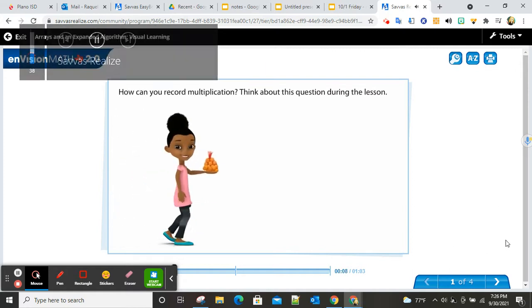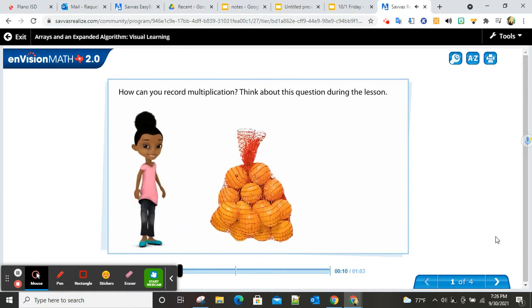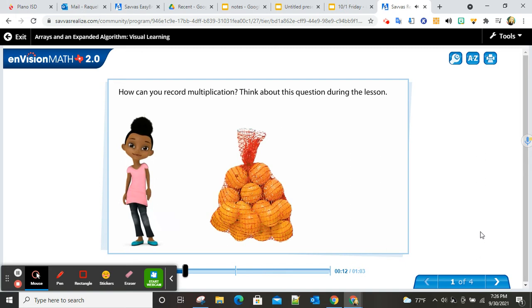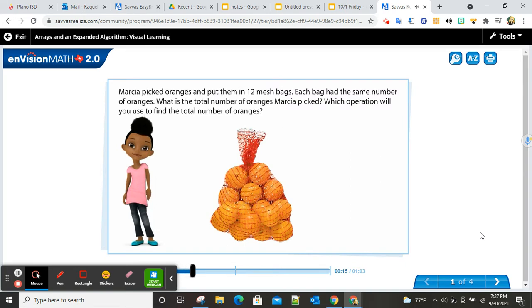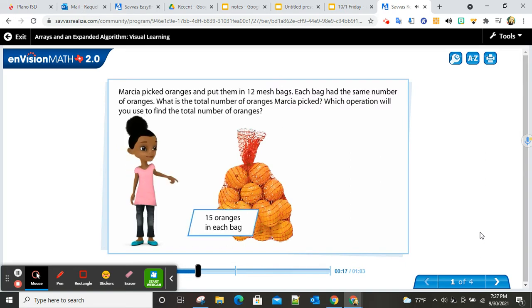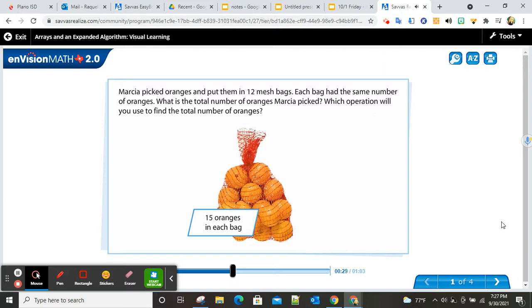How can you record multiplication? Think about this question during the lesson. Marcia picked oranges and put them in 12 mesh bags. Each bag had the same number of oranges. What is the total number of oranges Marcia picked? Which operation will you use to find the total number of oranges?